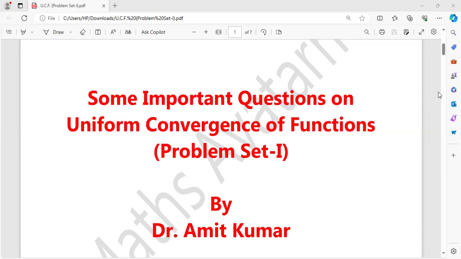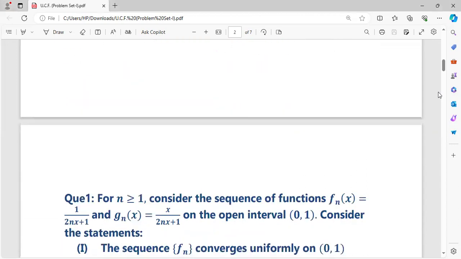So, today we are going to see a few questions on uniform convergence of functions. This is problem set 1. Okay. So, let's start today's session now. What is the first objective question?